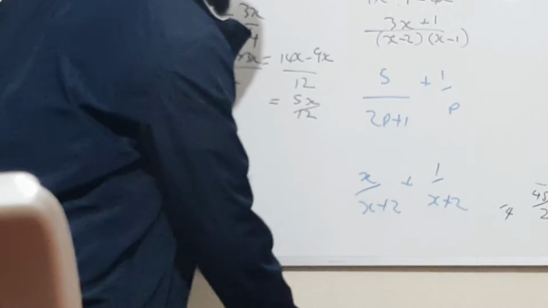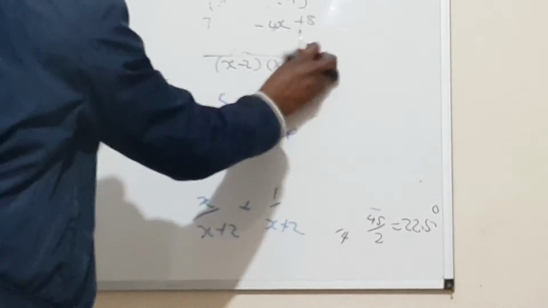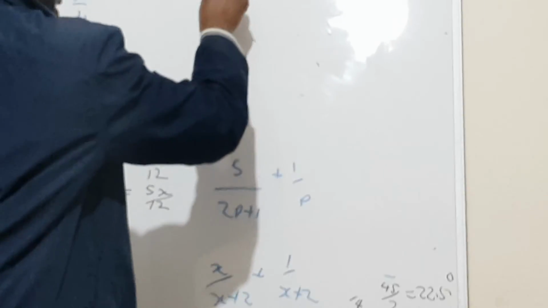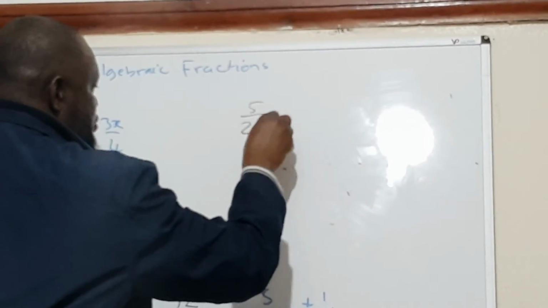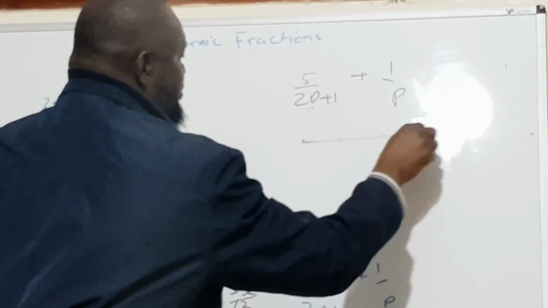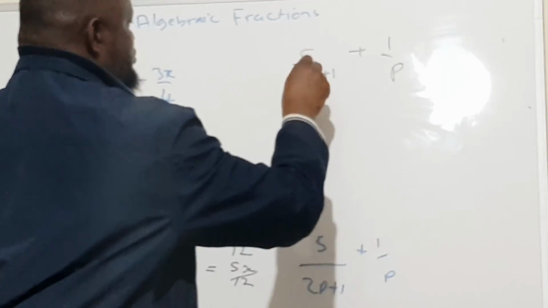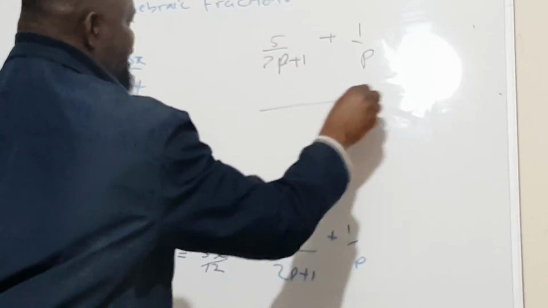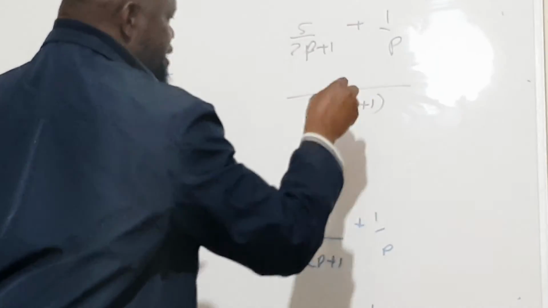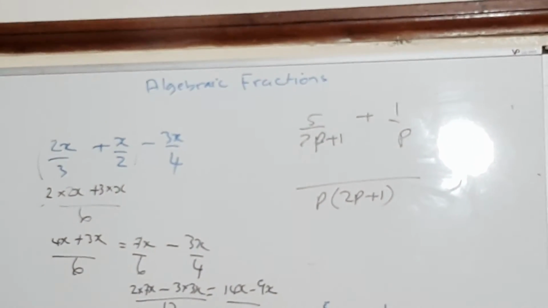What is this one? What is the LCM here? Quickly, before 30 minutes goes. 5 over 2p plus 1 over p. Okay? What is the LCM? What is the LCM? No? You multiply the 2, yes? p into 2p plus 1 is your LCM. Am I not right? Just multiply the 2.